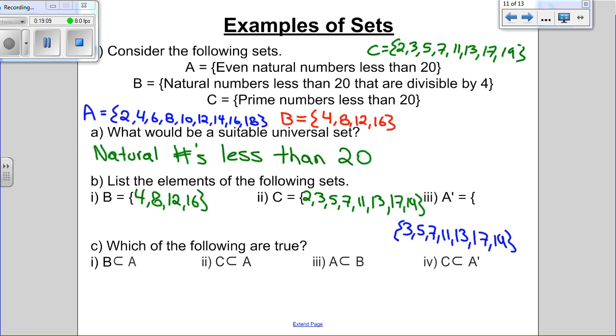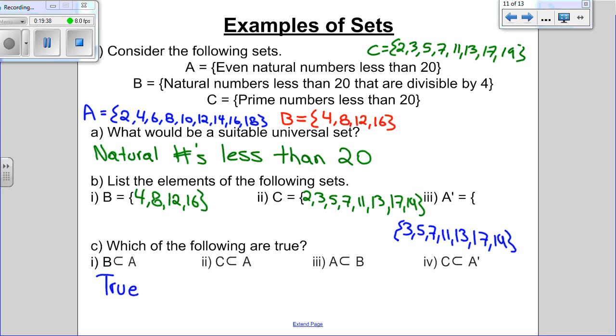This is B, and then it's that sideways looking thing, A. What does that mean? It means subset. So B is a subset of A. That means everything in B is also in A. Is that true? Is everything in B also in A? Yeah. That's true. Everything in B is in A.